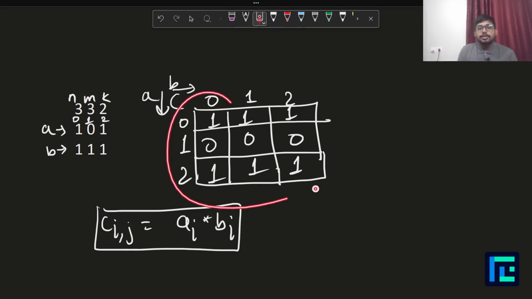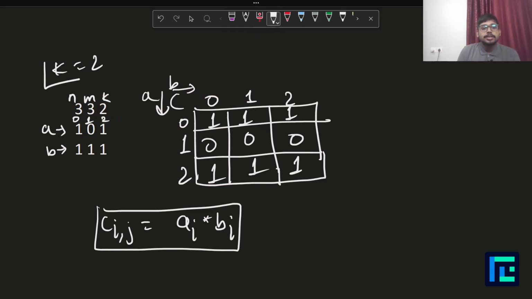I hope you have understood how the matrix C is formed. Now in this matrix C, you need to compute how many subrectangles of size 2. So K is given as 2 here. The area of the subrectangle should be 2 and that subrectangle should consist of only and only ones. Possible rectangles, this is one possible rectangle. It has an area of 2, there are 2 cells in it and both of them are 1. So this is one possible subrectangle that we can have. We need to just count how many such valid rectangles we can have.